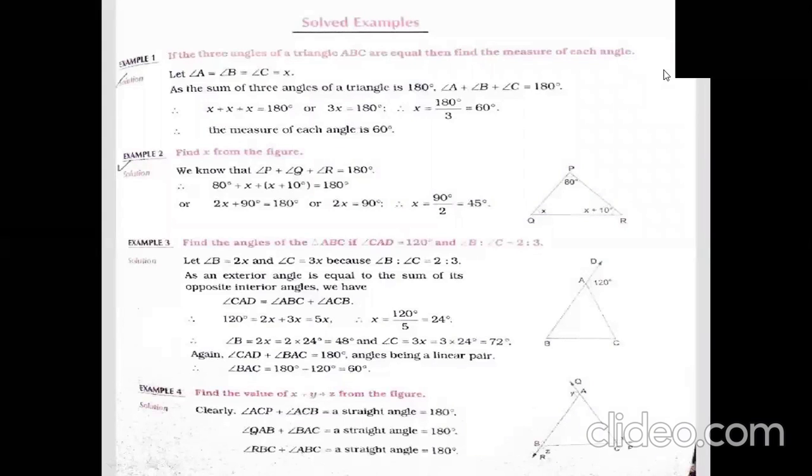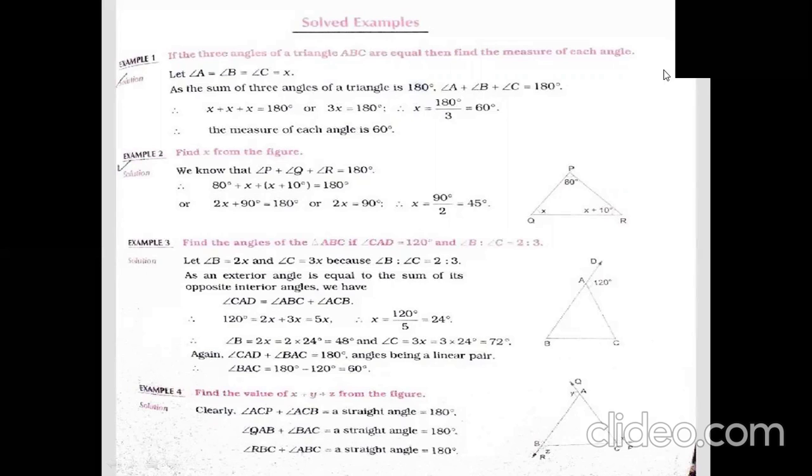Now, based on the triangle's properties, let us discuss some solved examples. The very first example says, if the three angles of a triangle ABC are equal, then we have to find out the measure of each angle.